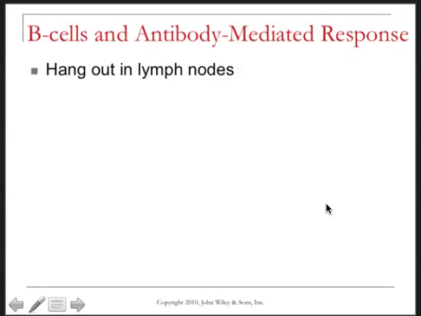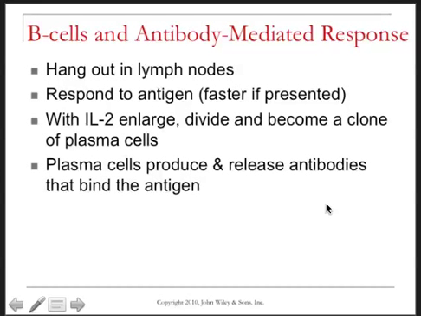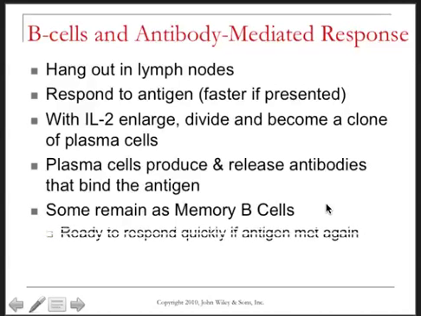Okay, B cells are found in lymph nodes, and they respond to antigens. They respond more rapidly if it's presented with an MHC protein, but they can also interact directly with an antigen on a pathogen. With the help of IL-2, they will enlarge, divide, and become a clone of plasma cells, which will release antibodies that will bind the antigen. Some of these will remain as memory B cells in our body for the rest of our lives. These are ready to respond quickly if the antigen is ever met again.